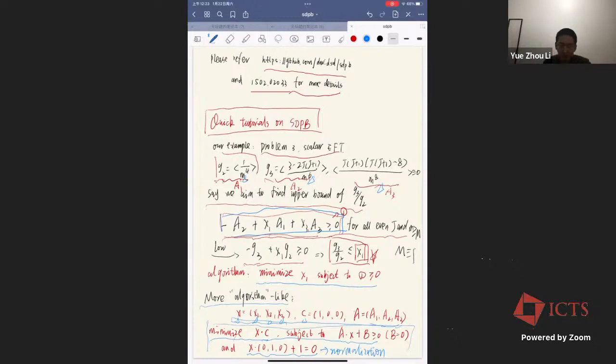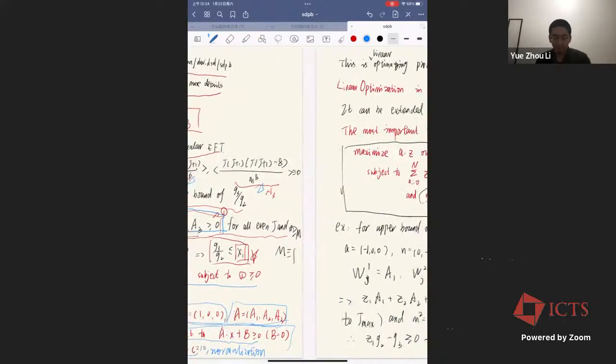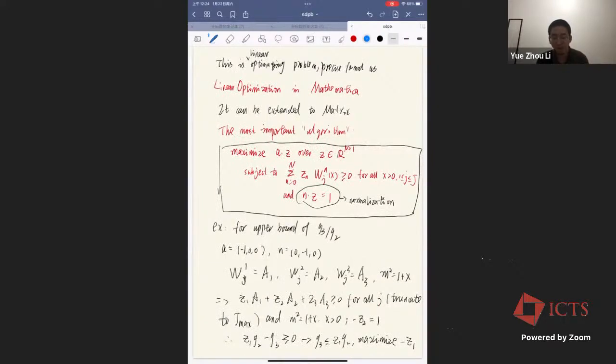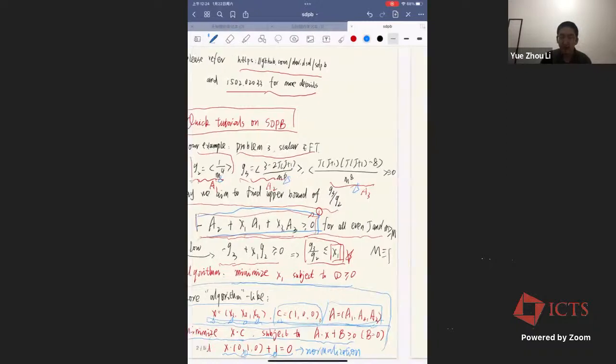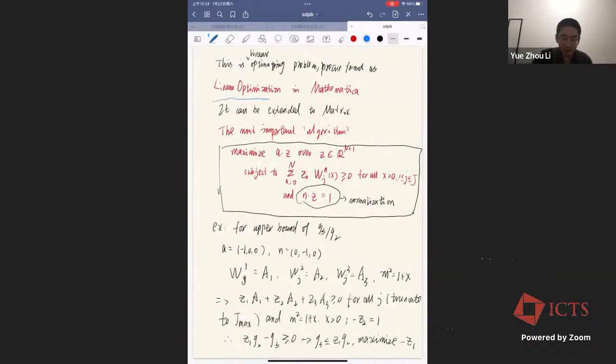So this is just a linear programming problem. It says, let's minimize x dot c subject to some positive condition, a dot x plus b, and x dot something plus something equals zero. And for this simple problem, all we need to do is take c to be this guy and a to be this guy, and this guy to be 0, 1, 0, and this guy to be 1. And this is precisely the linear programming problem. And the format I wrote here is precisely the LinearOptimization function in Mathematica.